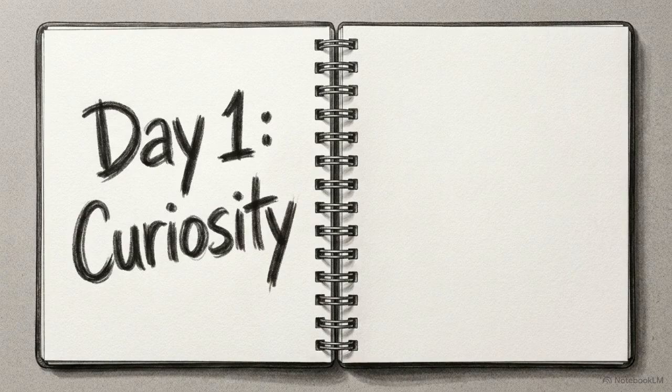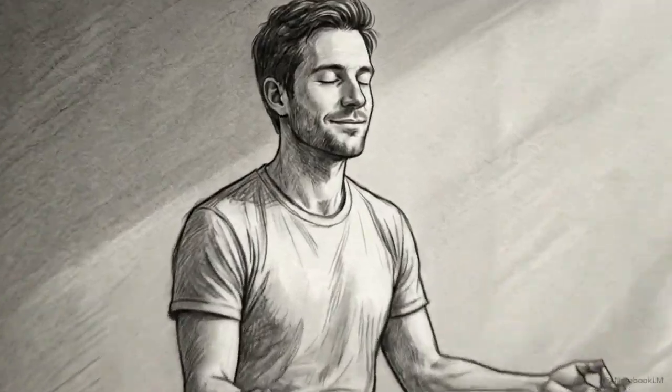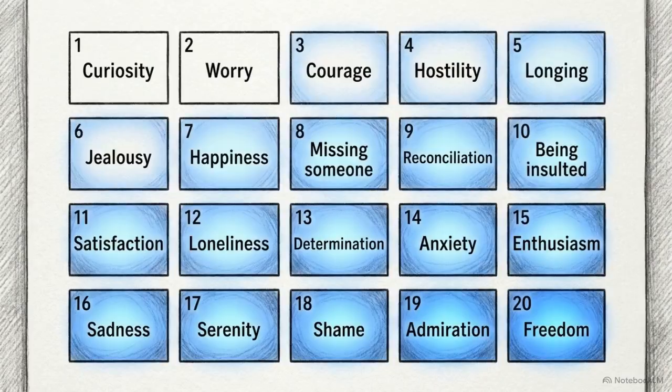Focus entirely on curiosity. Use your 10 minutes to recall specific, varied situations in your life where you clearly experienced that feeling. You will repeat this process, assigning 1 new emotion to each day: worry on day 2, courage on day 3, moving through hostility and longing until you reach the end of the 20-day cycle.